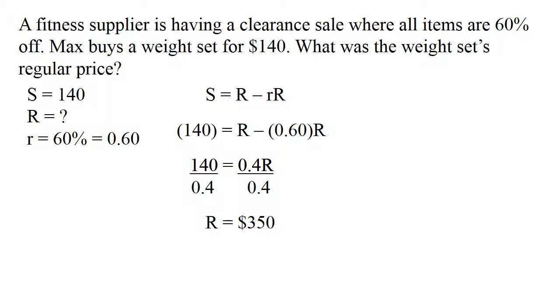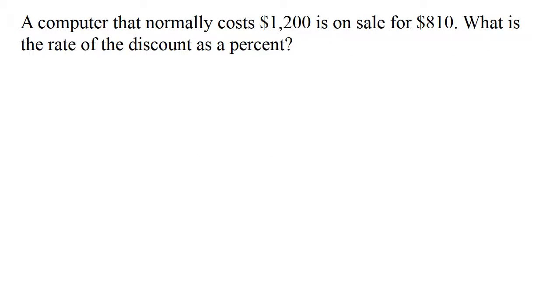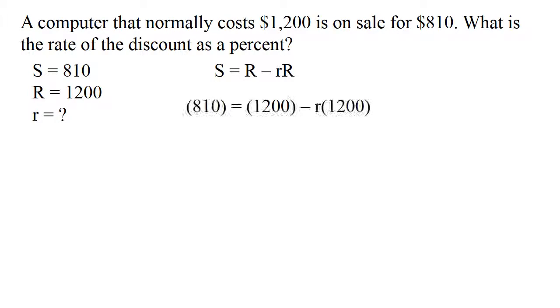Normally costs $350. A computer that normally costs $1,200 is on sale for $810. What is the rate of the discount? What portion are you saving? So we're going to go to our formula again. We know the regular cost, that's $1,200. We know the sale price is $810. So what we need to do is figure out what is this rate? What is this lowercase r? So we're going to fill in what we know.